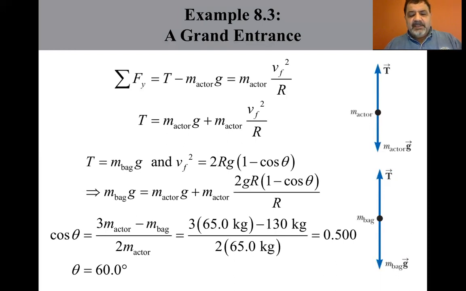Here we had to combine several analysis models from different areas of our study. Notice that the length R of the cable from the actor's harness to the leftmost pulley did not appear in the final algebraic equation for cosine theta. Therefore, the answer is independent of R, the length of the cable. All right.